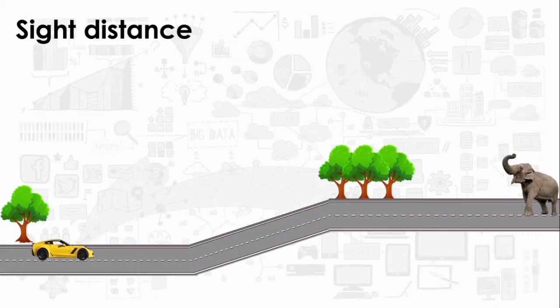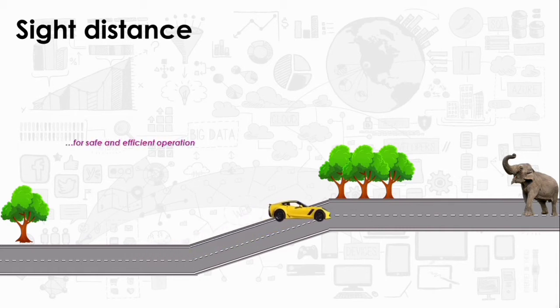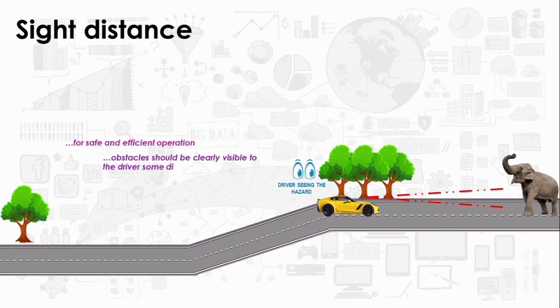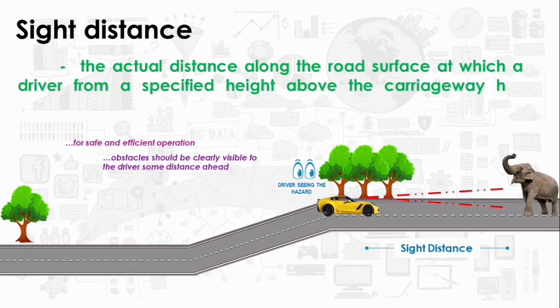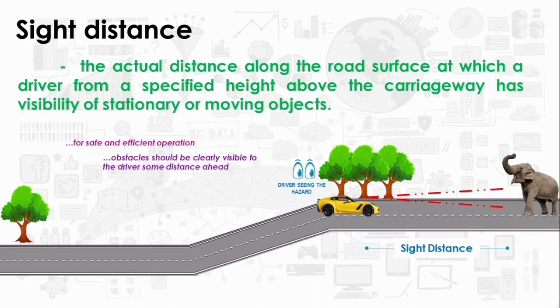The ability of the driver to see ahead along a section of road is very important for safe and efficient operation in highway traffic. Thus, obstacles should be clearly visible to the driver some distance ahead. That distance is what we call sight distance, or the actual distance along the road surface at which a driver from a specified height above the carriageway has visibility of stationary or moving objects.